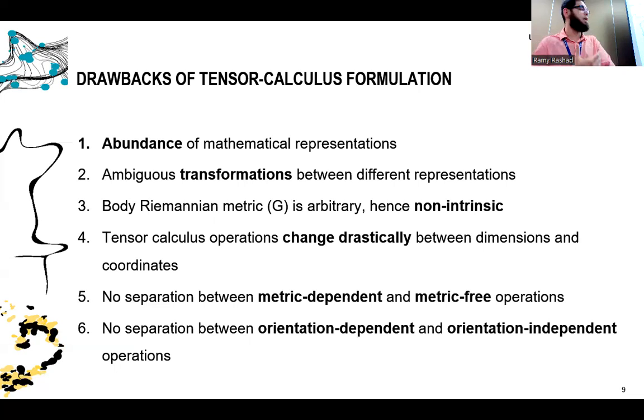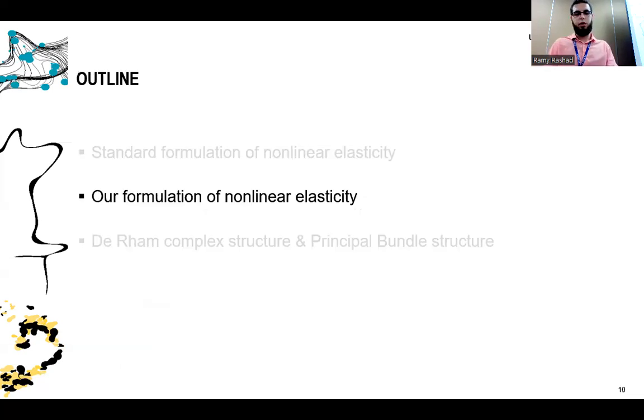Tensor calculus operations change drastically when we change dimensions or coordinates, but most relevant for discretization is the separation between metric-dependent and metric-free operations, which is very hard to see in tensor calculus, and also the separation between orientation-dependent and orientation-independent operations, which is in line with what Chris presented in the morning.